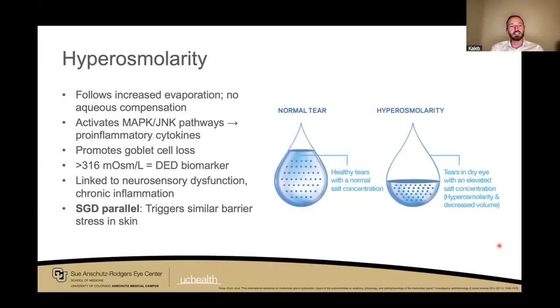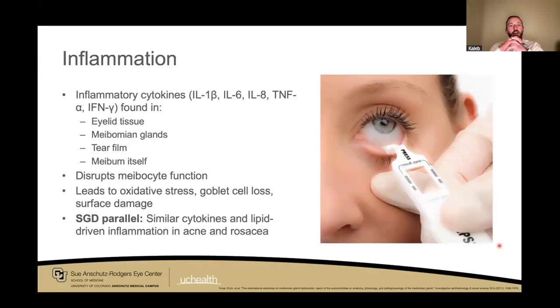The sebaceous gland dysfunction parallel to this is when you start to get stress on the skin due to that hyperosmolarity. We start to get inflammation of the meibomian glands and in the meibum itself. So you start to get inflammatory cytokines in the eyelid tissue, meibomian glands, tear film, the meibum. It disrupts meibocyte function and leads to oxidative stress and surface damage. The sebaceous gland dysfunction parallel to this is that you get similar cytokines in lipid-driven inflammation in conditions like acne and rosacea.